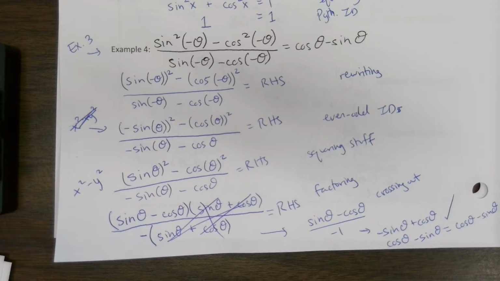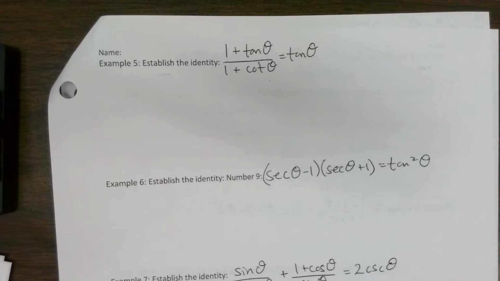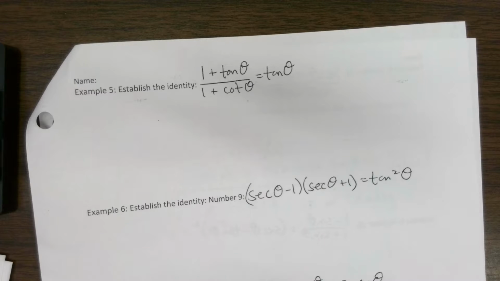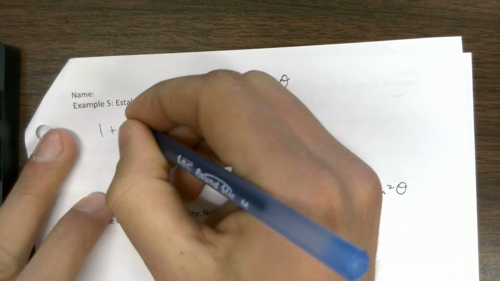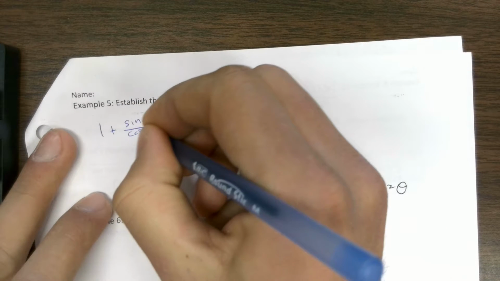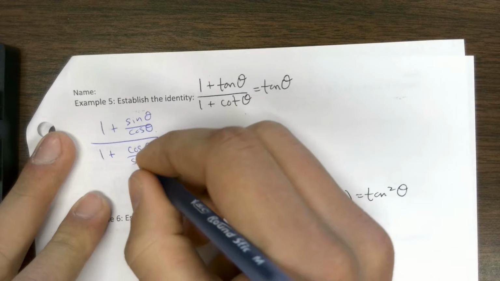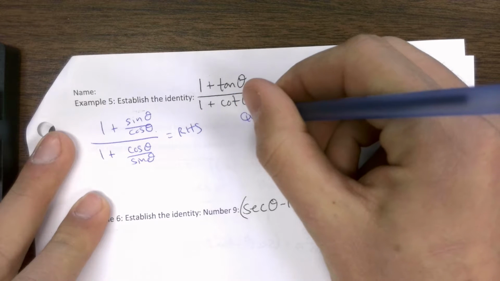Alright. Let's just move right on to the next one. Okay, establish the identity. So I have 1 plus tangent theta over 1 plus cotangent theta equals tangent theta. So the first thing I want to do here is rewrite in terms of cosine and sine. So let's go ahead and do that. I have 1 plus tangent, which is sine theta over cosine theta, and that's going to be over 1 plus cosine theta over sine theta. This equals the right hand side. And what I did here is use quotient identities.